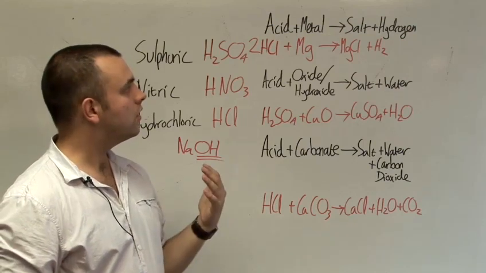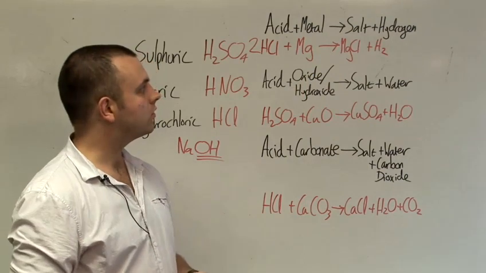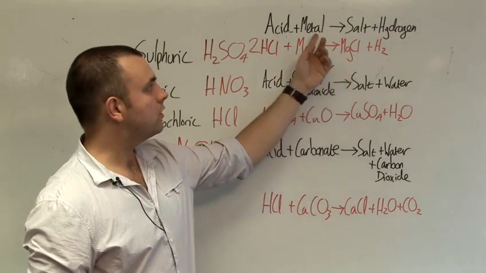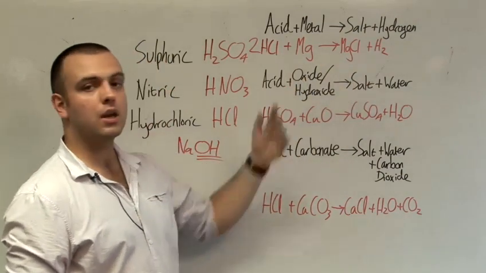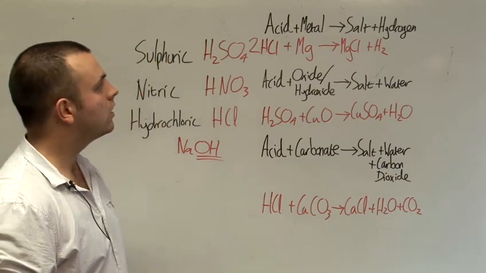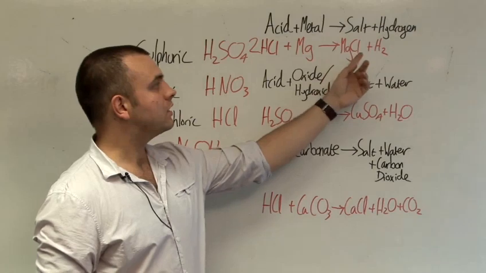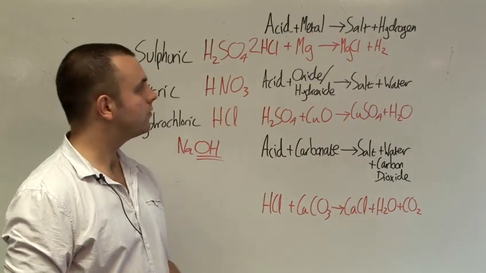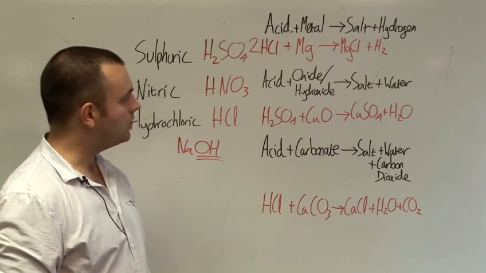When you're naming the salt, it's very easy. Just remember that a salt will always be a metal bonded with a non-metal. So the metal will always be from the metal, obviously. The non-metal will come from the name of the acid. If it's hydrochloric acid, it'll be something chloride. If this reaction had sulfuric acid instead, for example, it would be magnesium sulfate instead, and so on and so forth.